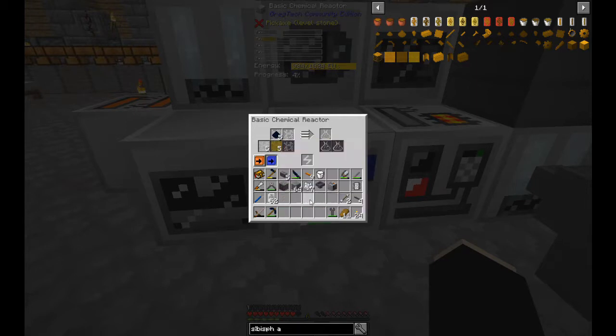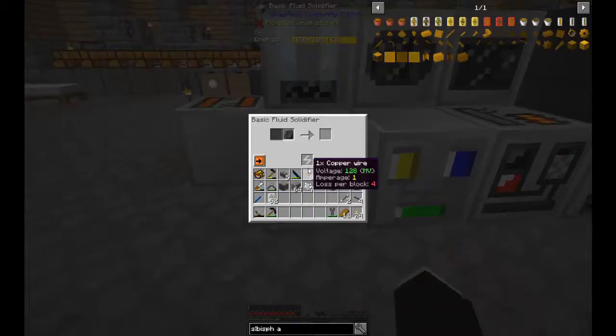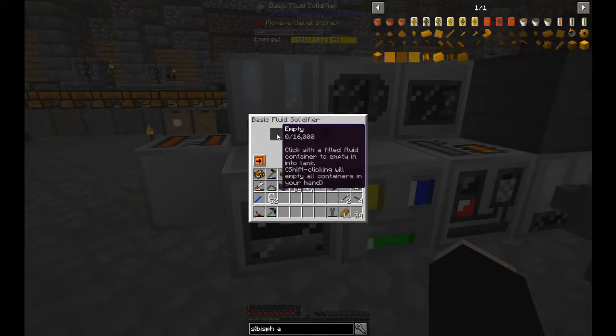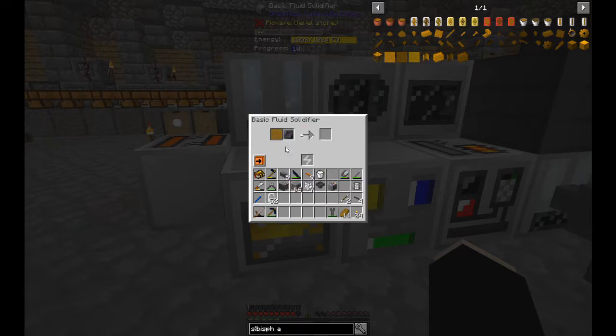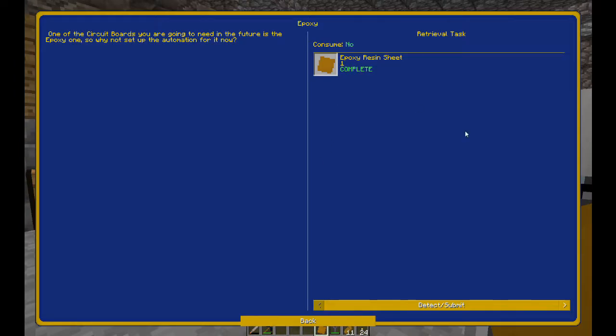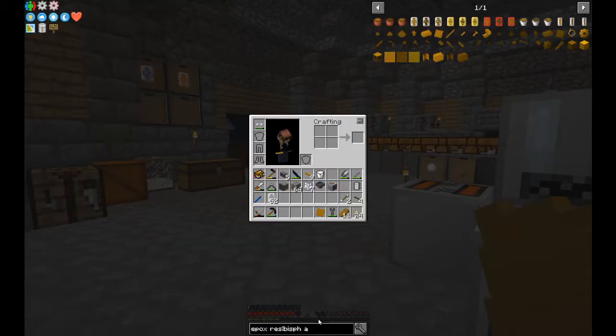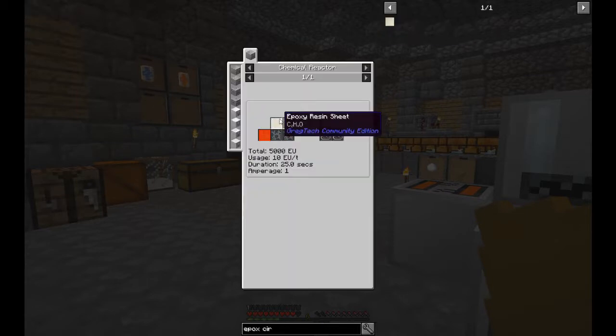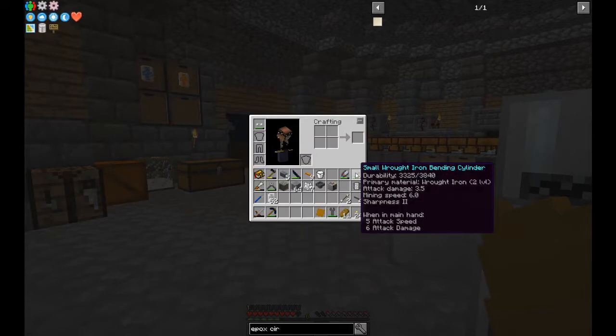Cross your fingers. It seems to be working, it seems to be doing something at least. Whatever comes out one bucket should go in here and should make epoxy resin plate, which should be what the quest wants. Well, it's okay, it's updated. It needs epoxy circuit board, which I'm assuming we're using these plates for in another chemical reactor with sulfuric acid and copper foil.